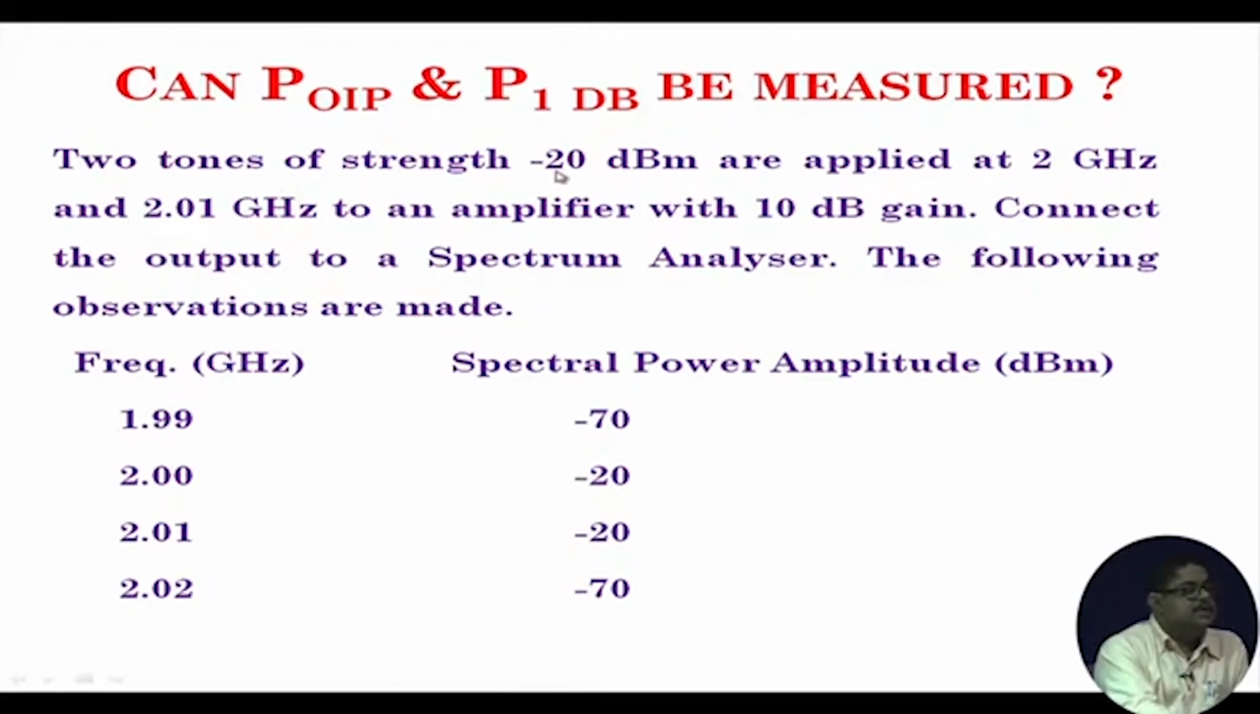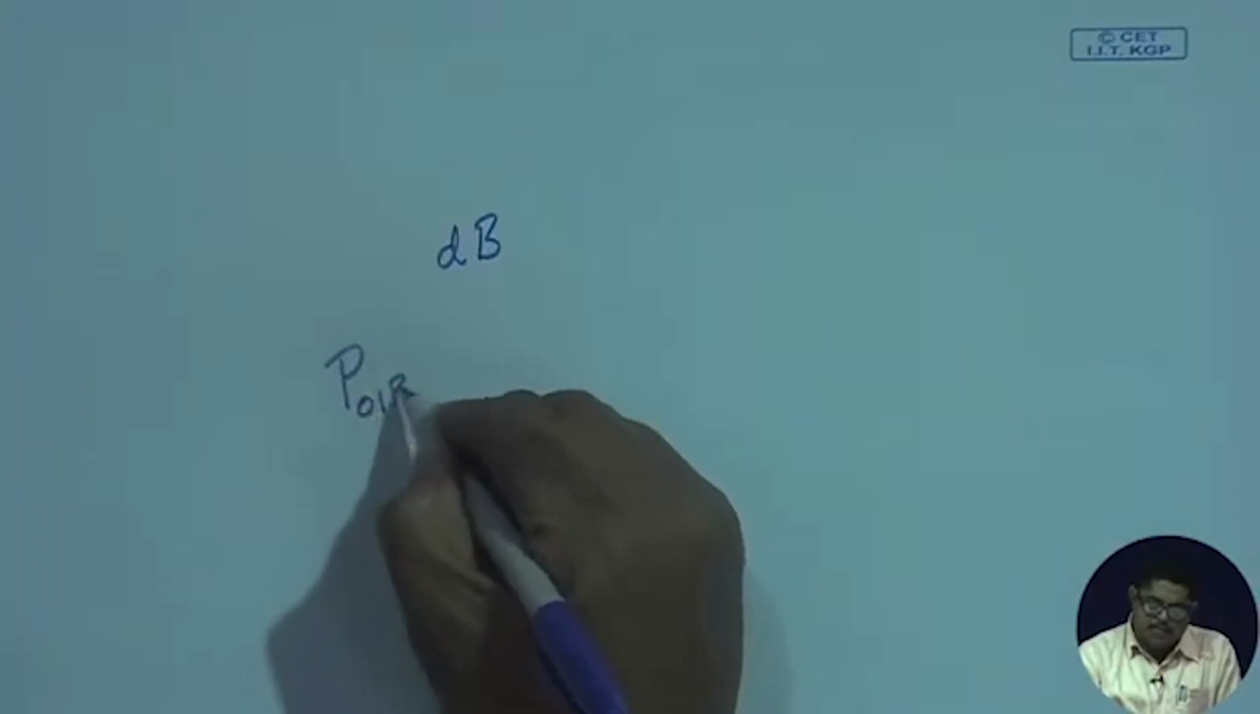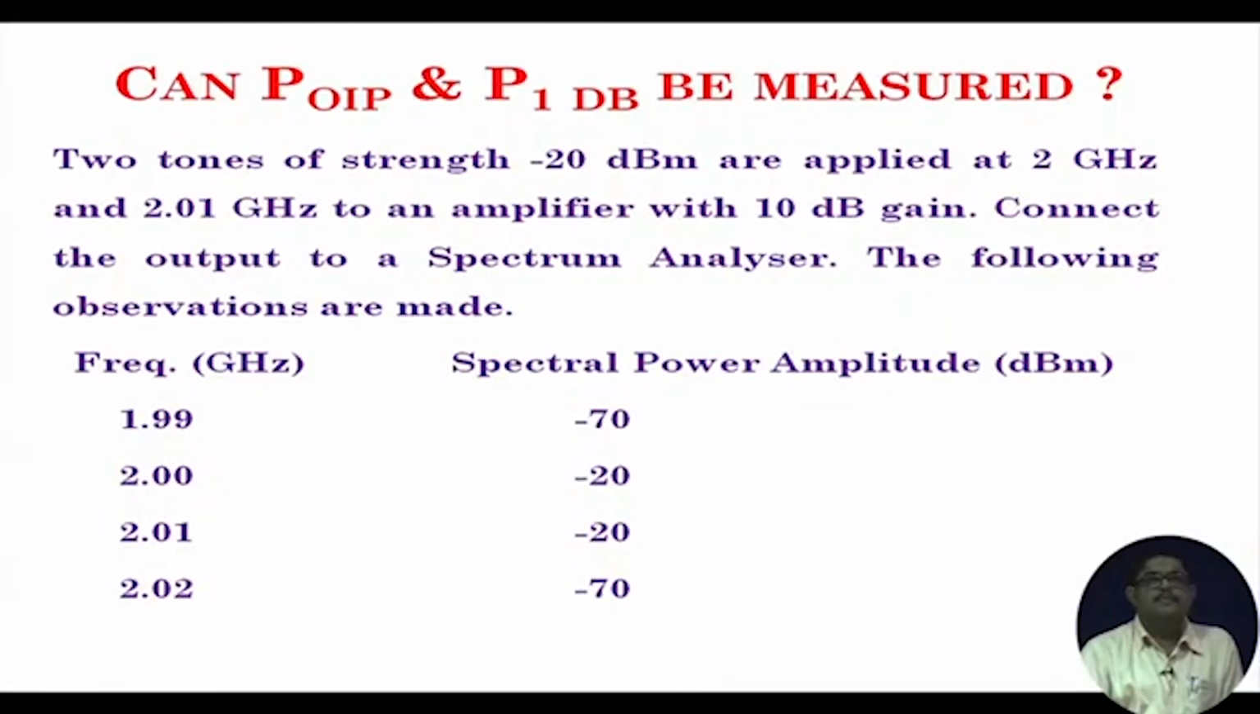You see that this is the way of measuring this third order intercept point. There is also another mistake: POI P3 should be there in the title, because this is the symbol for the third order intercept point. Now, let us see: you need to apply these two different tones, with minus 20 dBm power each, and the amplifier is of 10 dB gain.